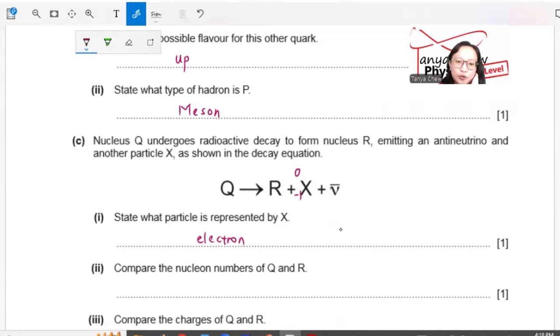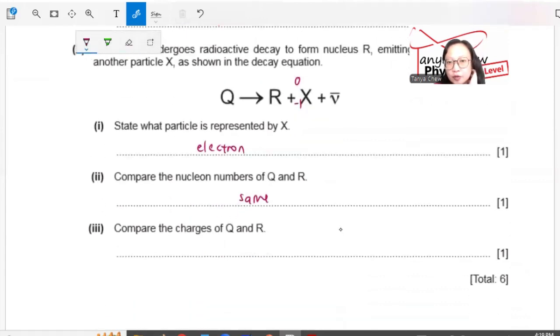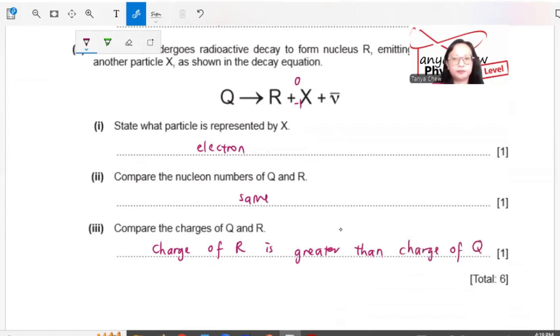And the second part, compare the nucleon number of Q and R. Because the nucleon number of X is 0, basically the nucleon number of Q and R is the same, or equal, doesn't matter. Now compare the charges of Q and R. You see, look at R. R needs to lose 1 proton in order to become Q. That is why I would say the charge of R is greater than the charge of Q.